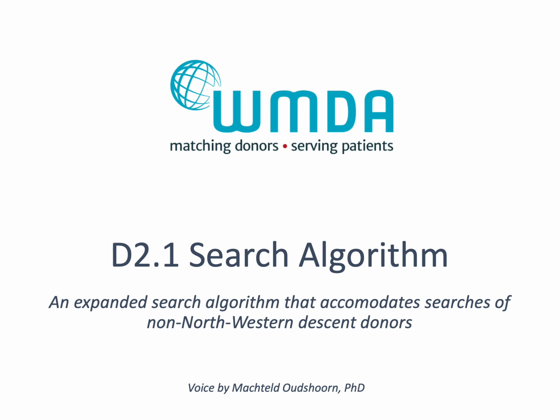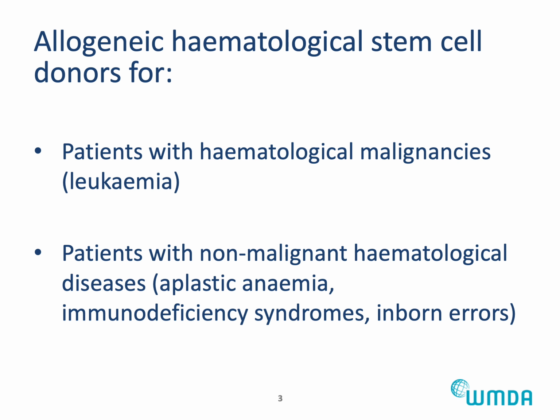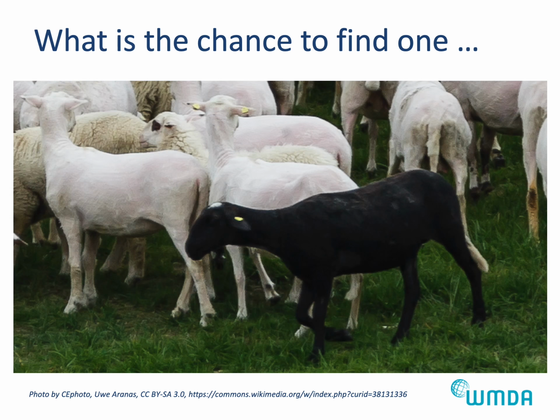I will explain why the World Marrow Donor Association needs an expanded algorithm that accommodates searches of non-Western descent donors. Allogeneic hematopoietic stem cell donors are needed for patients with hematological malignancies, the so-called leukemias, and also for patients with non-malignant hematological diseases, such as aplastic anemia, immunodeficiencies, and some inborn errors. The challenge is to find the best matched donor amongst many donors.